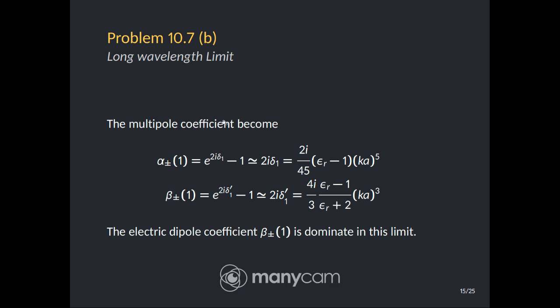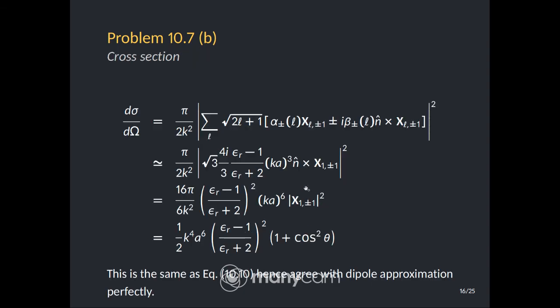The multipole coefficients alpha and beta are just exponential 2i delta 1 minus 1 and exponential 2i delta 1 prime minus 1. And because delta 1 and delta 1 prime are very small, we can expand to first order, and we will find that alpha plus minus 1 is proportional to (Ka) to the power 5, and beta plus minus 1 is proportional to (Ka) to the power 3. So the beta plus minus 1 is the dominant term in this long wavelength limit.